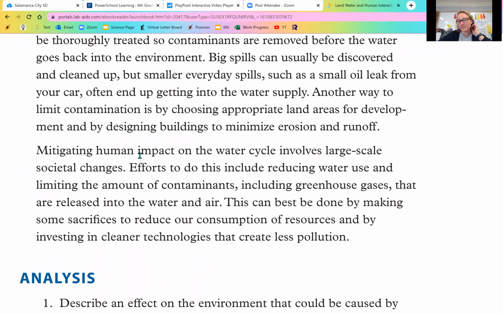Mitigating human impact on the water cycle involves large-scale societal changes. Efforts to do this include reducing water use and limiting the amount of contaminants, including greenhouse gases, that are released into the water and air. This can be best done by making some sacrifices to reduce our consumption of resources and by investing in cleaner technologies that create less pollution.